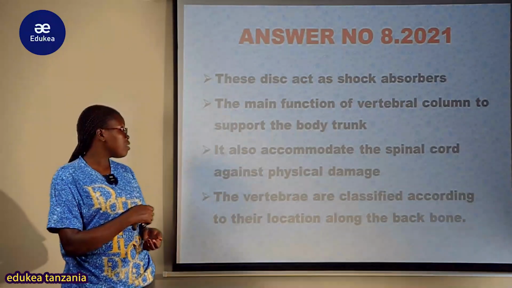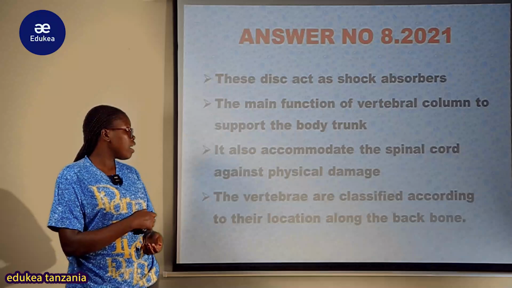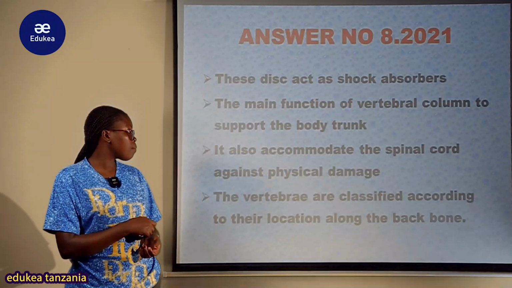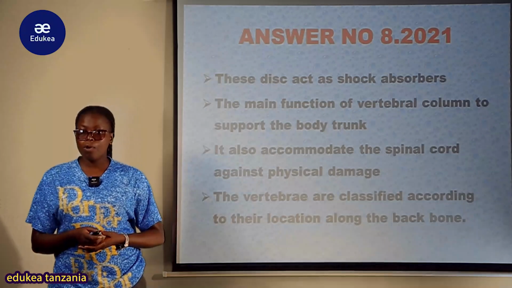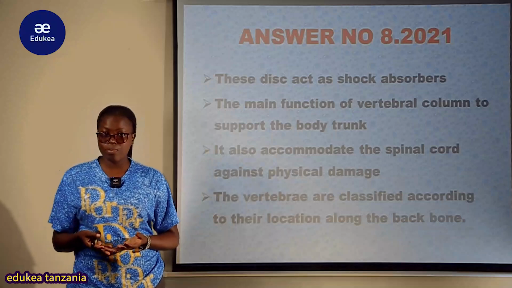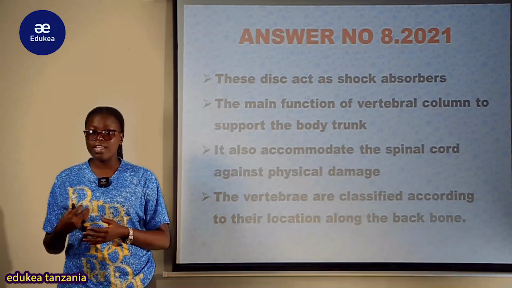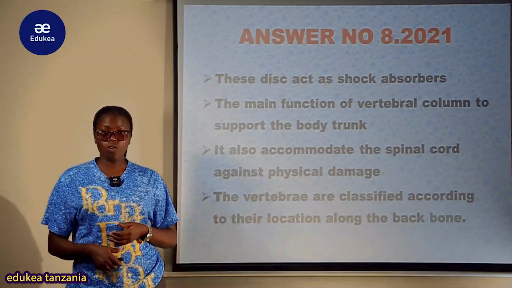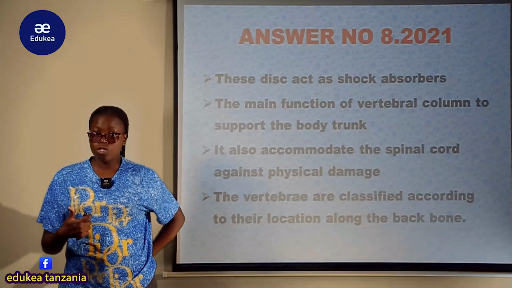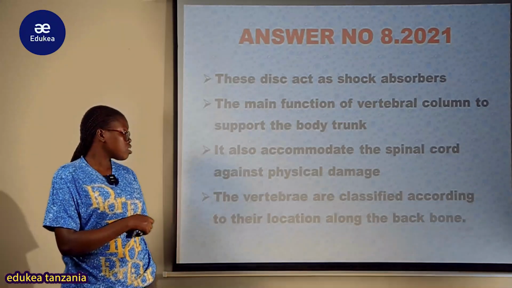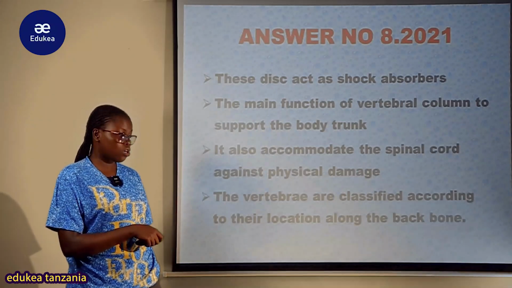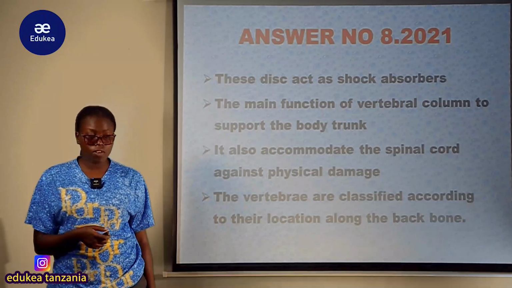the movement. So this disc acts as a shock absorber and the main function of the vertebral column is to support the body trunk. Kwa hiyo umeona kuna intervertebral disc ambayo made of this cartilage kwa ajili ya supporting of the body trunk. Ndio within humu kuna kuwepo na uti wa mgongo. So it also accommodates the spinal cord against the physical injury. Kwa unaona this one of the adaptation.